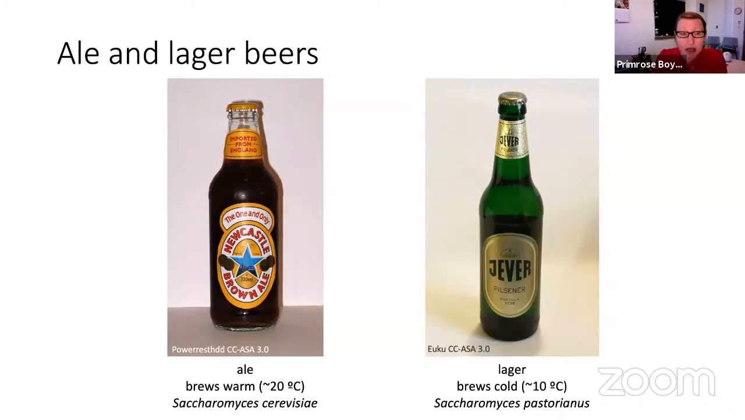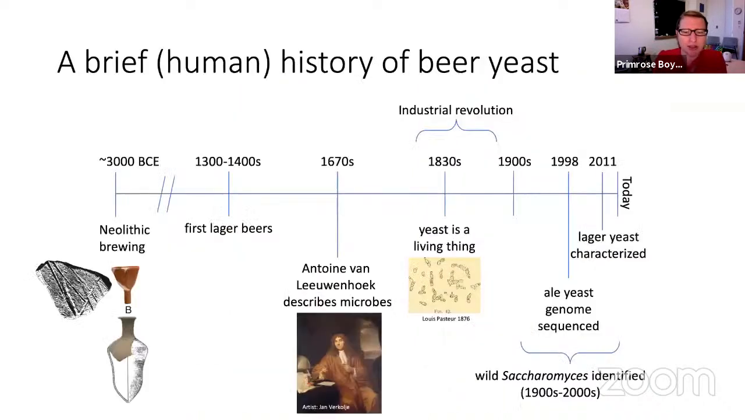For a very long time, we did not know where Saccharomyces pastorianus came from. You don't see it in wine. You don't see it in nature. And so I want to kind of talk through the story because I think it's super interesting and fun. And it's really a human history of beer yeast. So I'm going to take you through this timeline piece by piece.